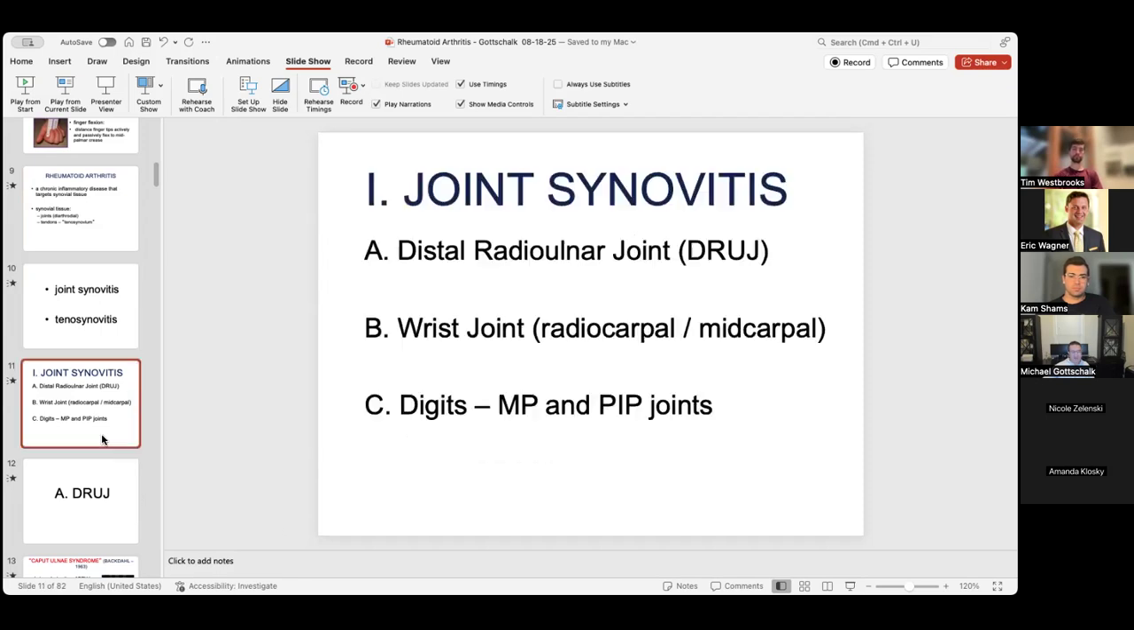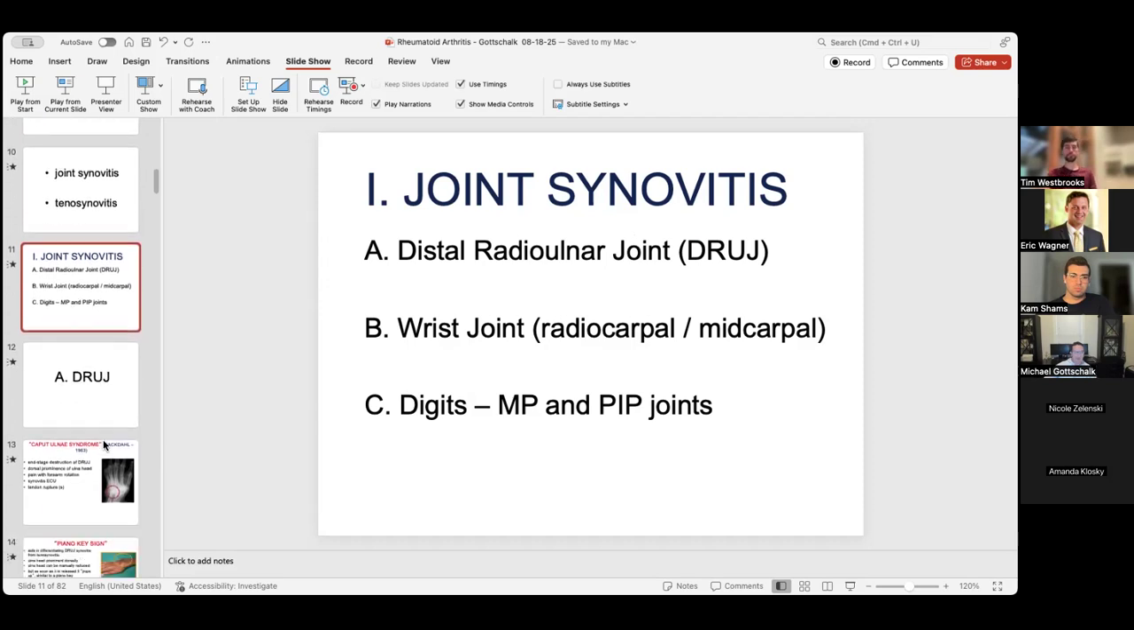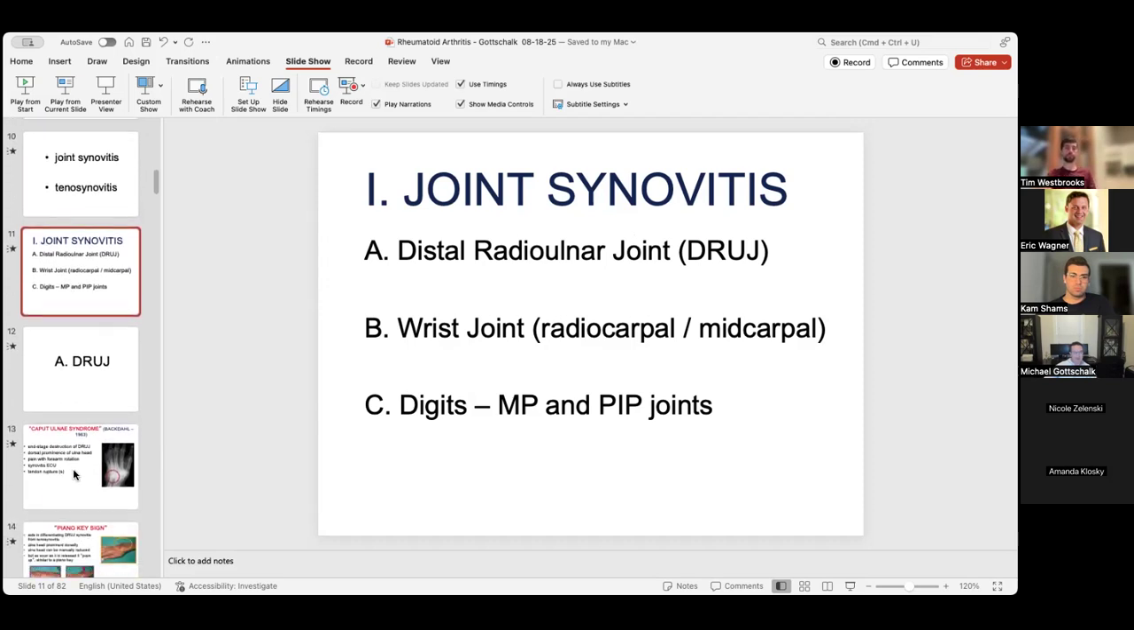So here, when we talk about joint synovitis, these are the typical joints that can be affected from the wrist distal, right? So you have your DRUJ, which we'll see the manifestations of shortly. You have your wrist joint, which is composed of both the radiocarpal joint and the midcarpal joints. And then you have your digits, right? So your MPs, PIPs, and to a much lesser extent, the DIPs. You just don't see it as often in RA. Not to say that it can't happen and there'd be issues there, but these are the joints that are commonly affected.